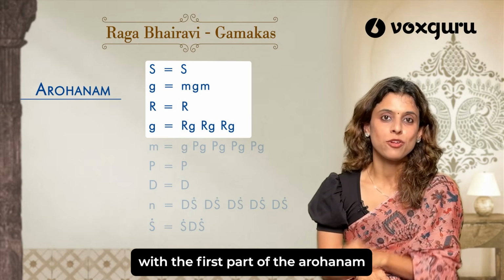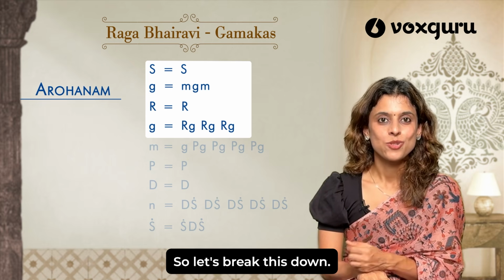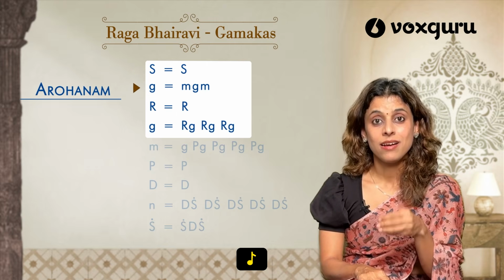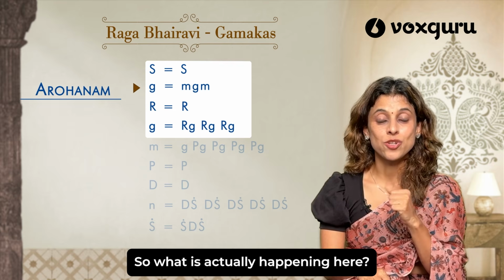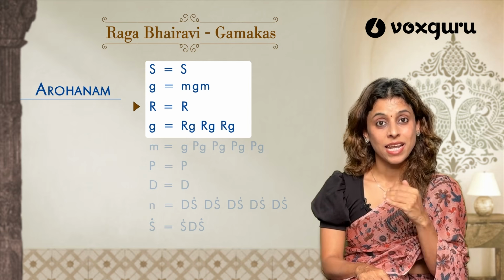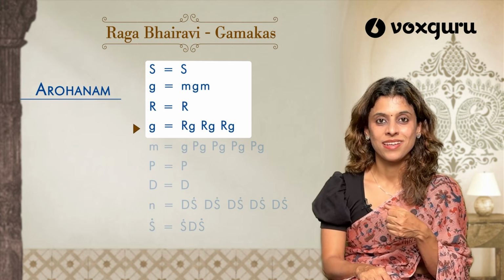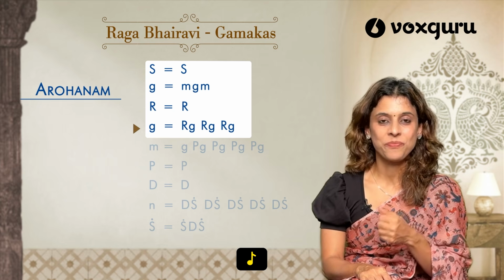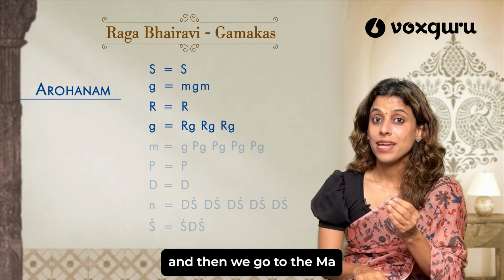So let's start with the first part of the Arohanam. Sa ga re ga. Let's break this down. First we have Sa, which is plain. Then Ga. That has a Gamakam, right? So what is actually happening here? Magama, Ga. Then Re, that is plain. Then the next Ga, that stands for Riga, Riga, Riga. So let's sing this phrase together. Sa, Ga, Riga.